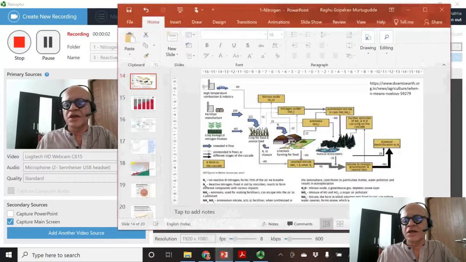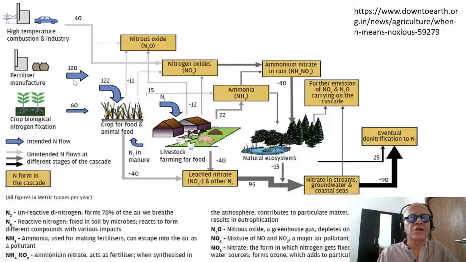Let's look through this nice schematic to understand the cascade of nitrogen in unreactive and reactive forms, with unintended and intended flow through the system. We'll look at other figures of a similar nature. So here, just to run through, unreactive dinitrogen is basically N2.